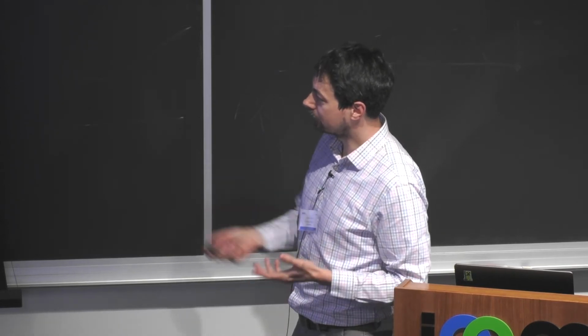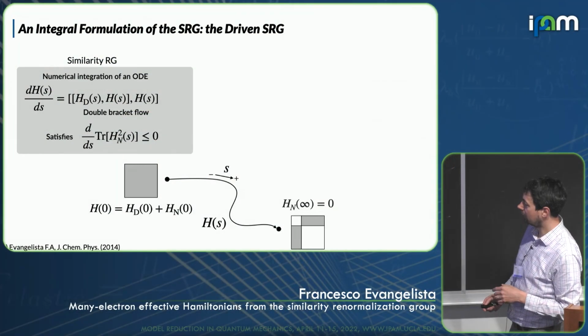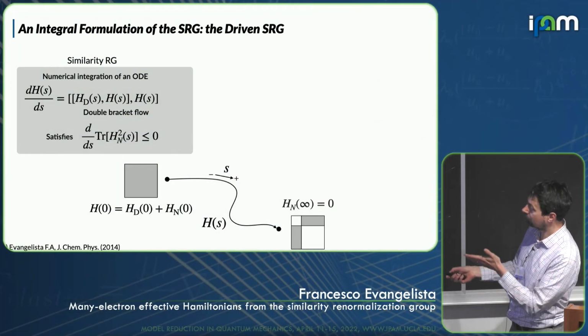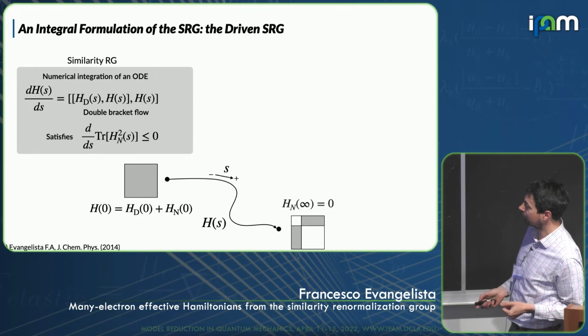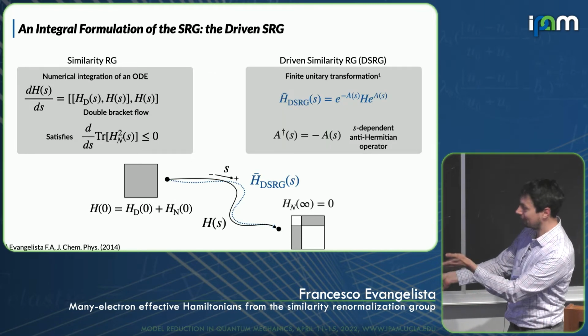So what it looks like is you start from an operator, you flow, and this goes for S equal infinity to an operator without the off-diagonal part. That's the part that I'm setting to 0.